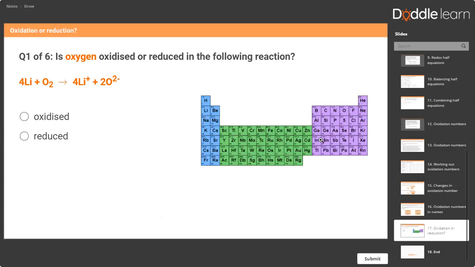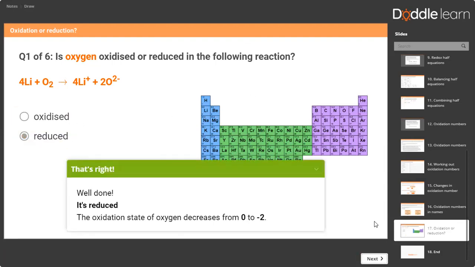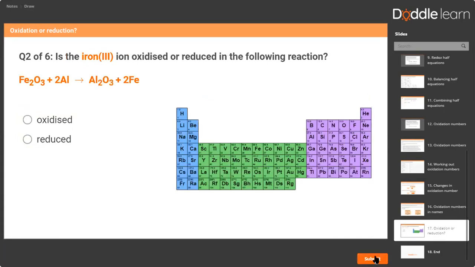So we'll finish a little bit on this before we start on the next little bit of oxidation and reduction, or redox. Is oxygen oxidized or reduced in the following reaction? So we've got 4 lithium plus oxygen. Well, can we oxidize oxygen? No, oxygen can be an oxidizing agent, but because it's an oxidizing agent, it itself would be reduced. So the oxidation state of oxygen decreases from 0 to -2.